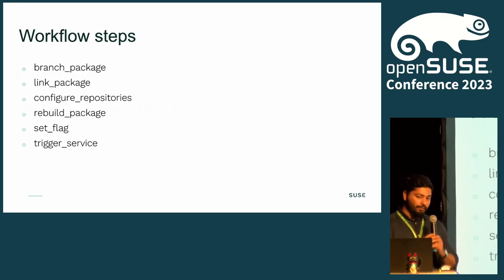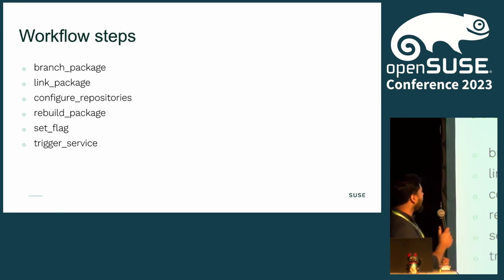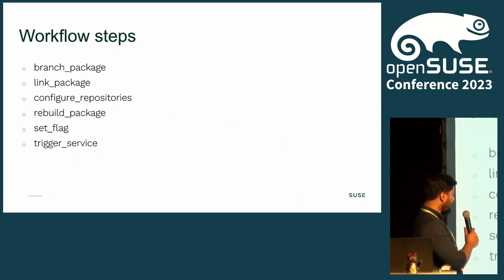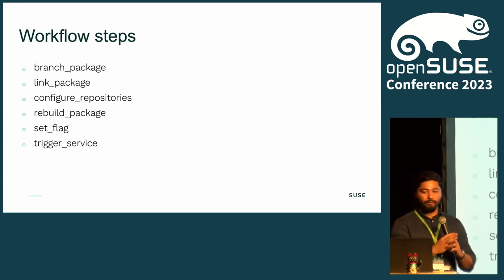The steps of a workflow are basically the steps a workflow could run right now: branch package, link package, configure repositories, rebuild package, set flag, and trigger service. For the purpose of this demonstration, I'm only going to focus on branch package.